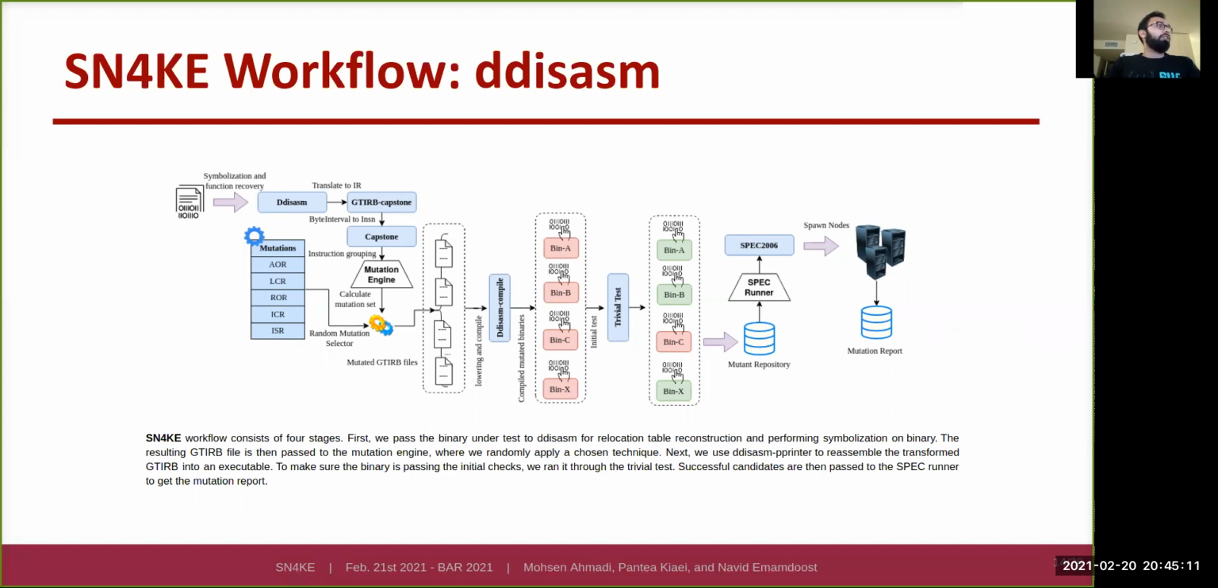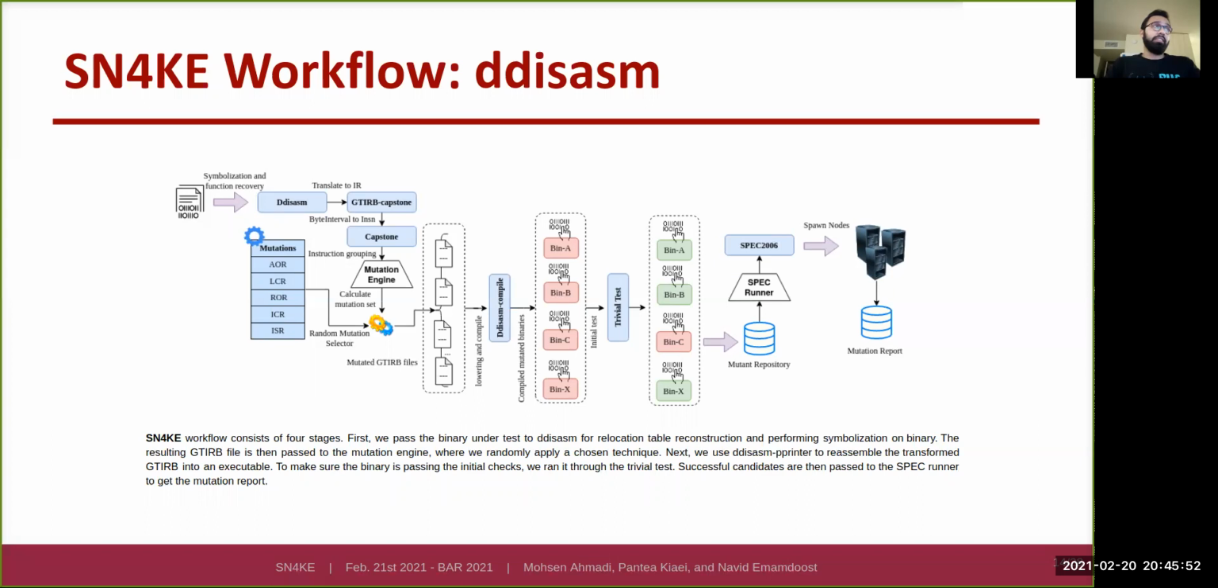As you can see, we have 5 classes of mutations. AOR replaces a logic operator with a different logic operator. LCR replaces a constant operand, and ICR works by replacing constants. So LCR is for the logical, ICR is for replacing the constants, and ROR is for replacing the predicate of a comparison with another predicate, and finally ISR is for nopping an instruction, or basically skipping the instruction.